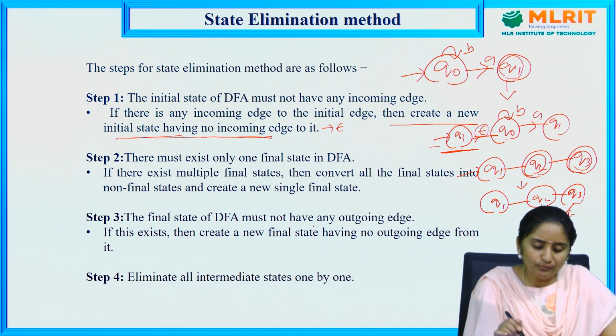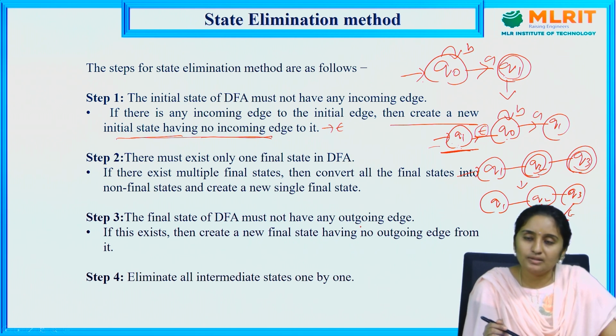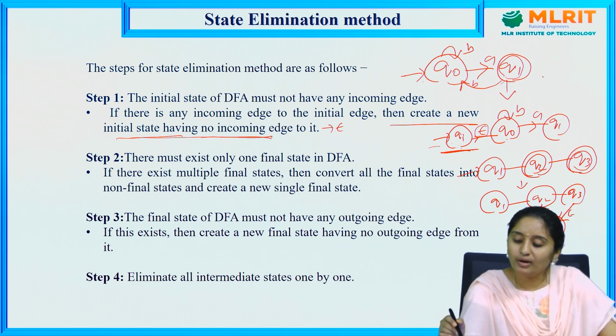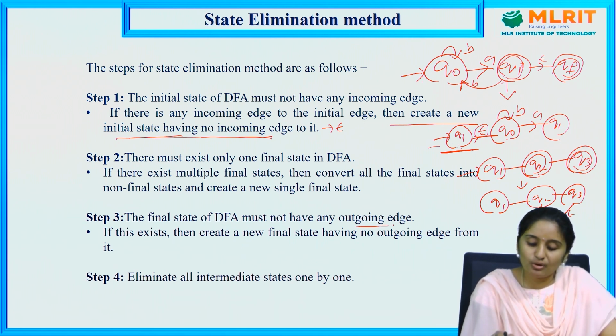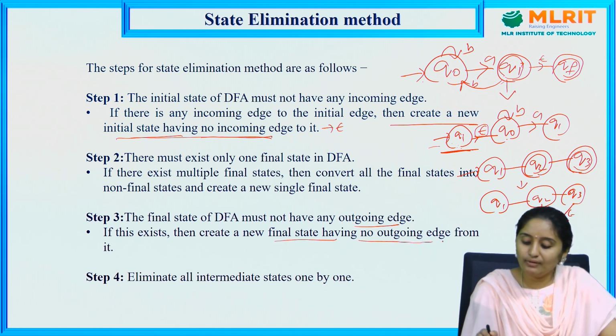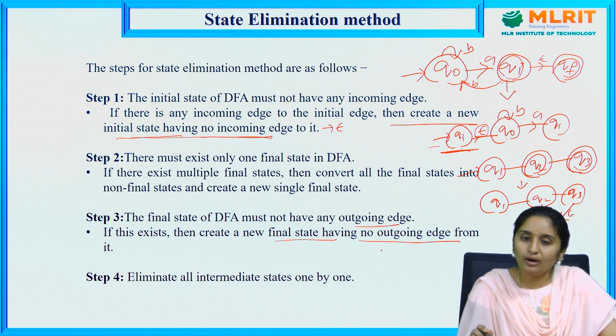The final state of the DFA must not have any outgoing edge. From the final state, there should not be any outgoing edge. For example, see here, from Q1 to Q0 there is an outgoing edge on input symbol B. If I find this type of diagram, we need to create one more state as the final state, connected by epsilon moves. If such an edge exists, then create a new final state having no outgoing edge.